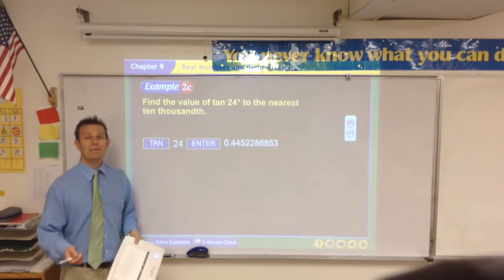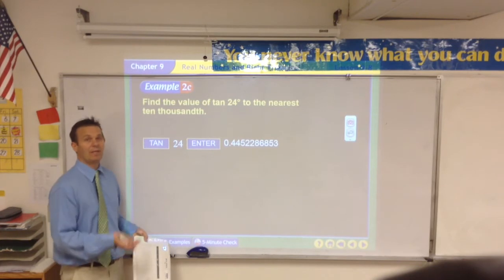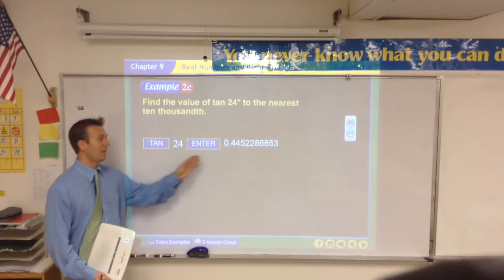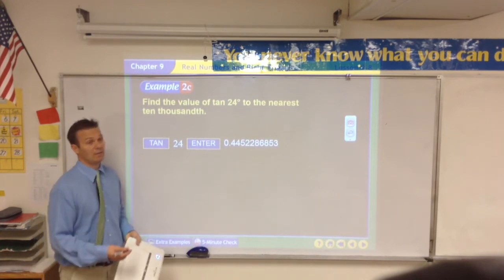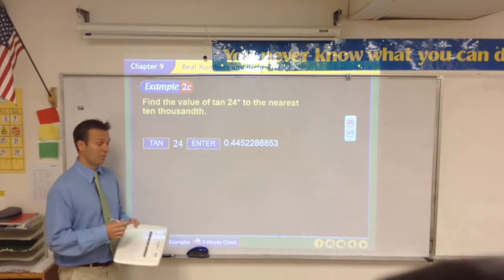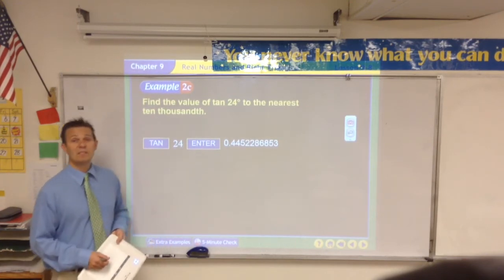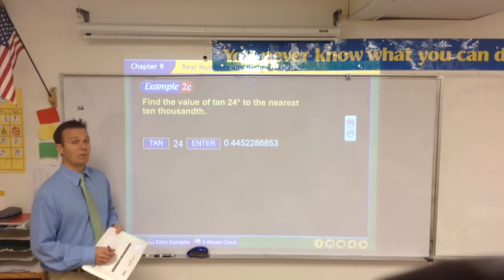So we use the tan button on our calculator. Hit tan, 24, enter. You might want to hit 24 tan equals, whatever it might be. Figure out what it is on your calculator to get this. Some of you might even have to hit a second function button. But you have to get to know your calculator, so make sure you do. It has to be a scientific calculator, remember. If you don't have a scientific calculator, like I said, I'll have a sheet tomorrow in class to help you out.